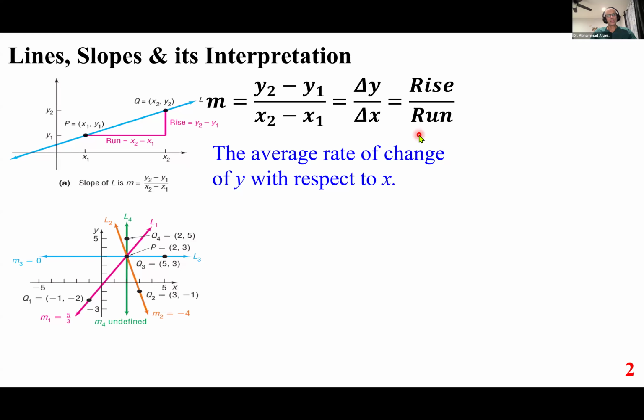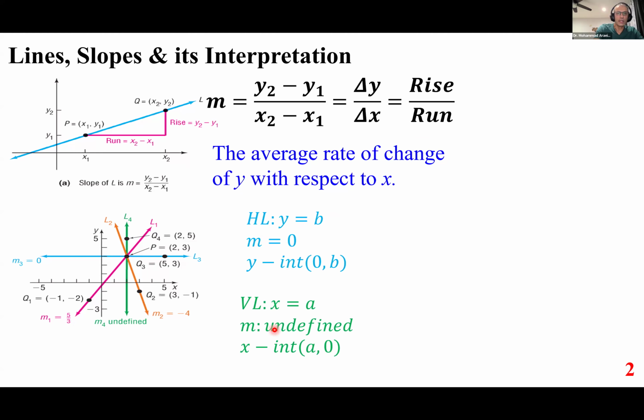So when we look at these lines, this has a positive slope, negative slope, a horizontal line has a zero slope, a vertical line, the slope is undefined. So we have the following. For any horizontal line, y equals b is the equation, m equals 0, y-intercept is (0, b). For any vertical line, x equals a, m is undefined, x-intercept at (a, 0).